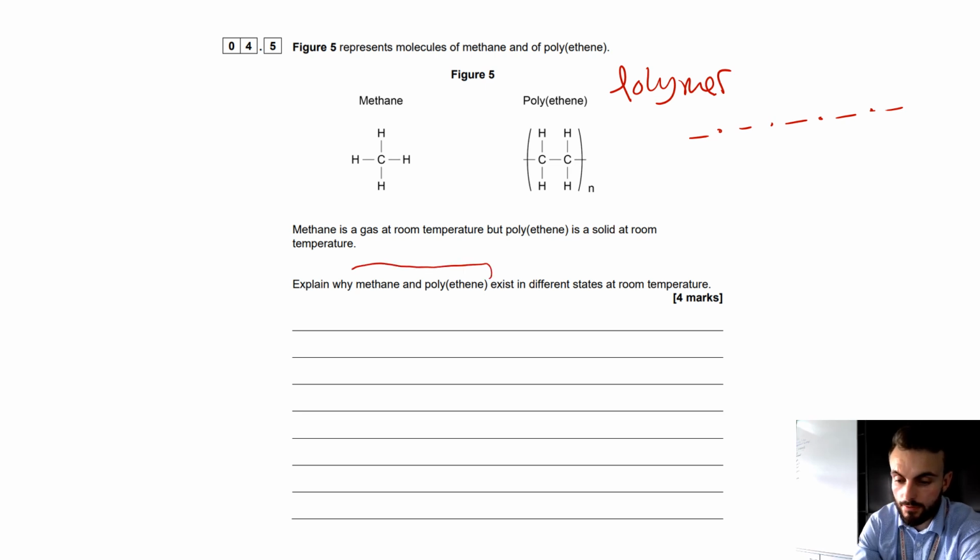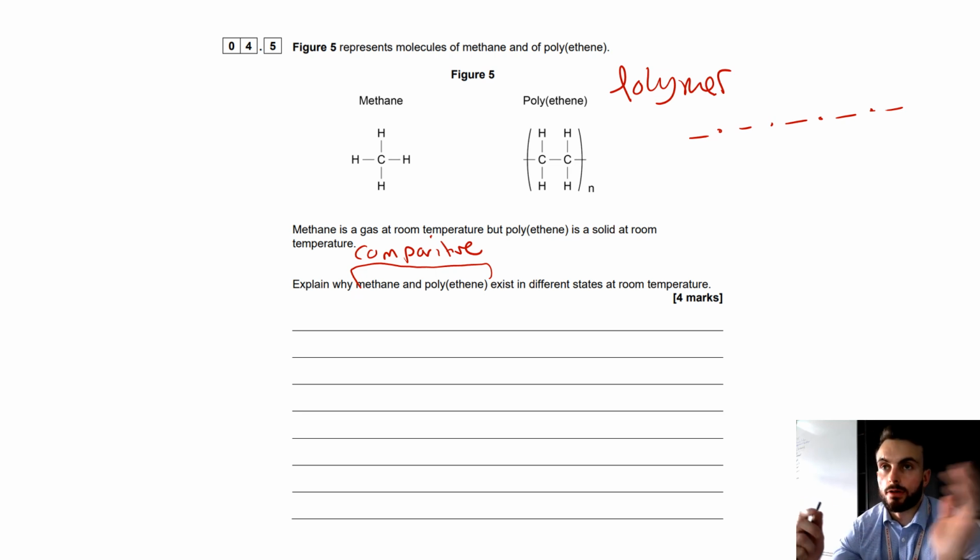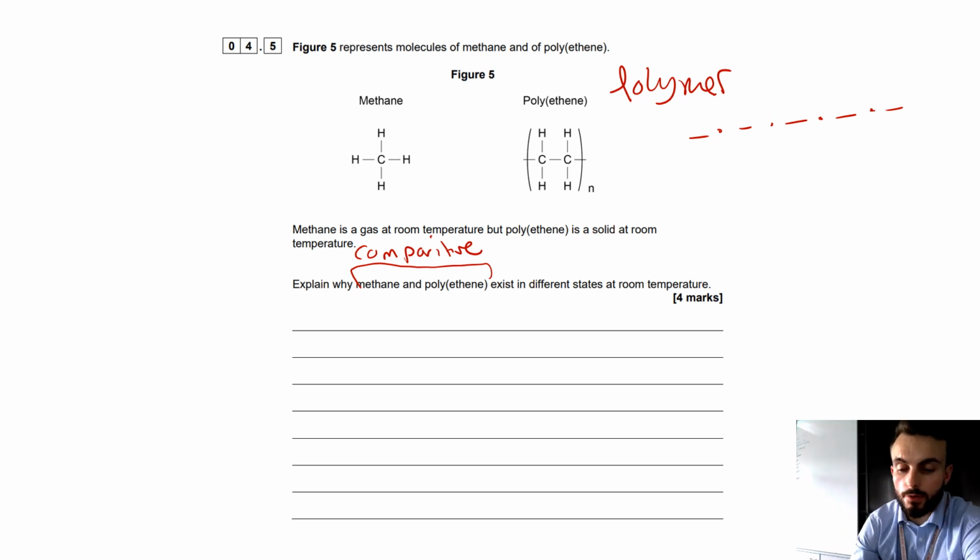Now, there's two different things here, so you need to make sure you are comparative in your answer. That means you need to talk about both in your answer. That means you can either say this has this, whereas this has, or you can just mention one and then make sure you use comparative words like, we're going to talk about weak intermolecular forces. Well, you're going to have to say weaker intermolecular forces to make it obvious that you're referencing both. So it doesn't matter which one you focus on.